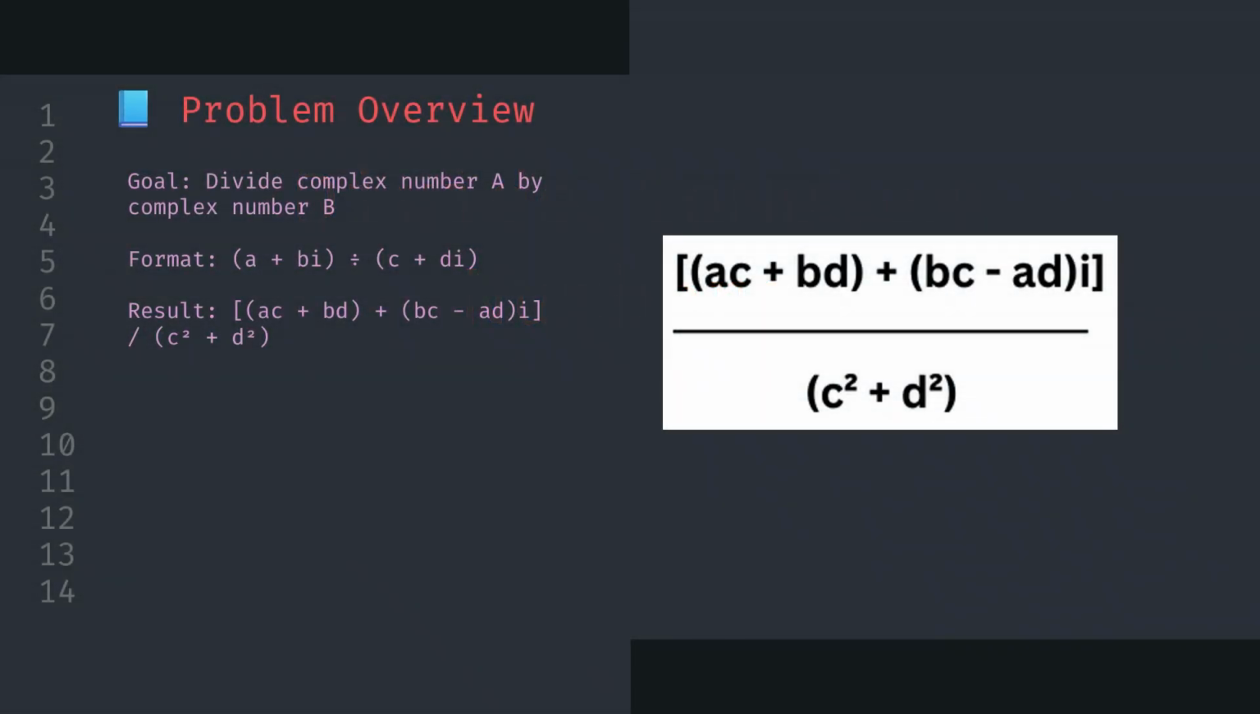Dividing complex numbers looks tricky at first, but the formula is well defined. We multiply the numerator by the conjugate of the denominator and divide by the sum of the squares of the real and imaginary parts of the denominator. This helps remove the imaginary unit from the denominator and gives us a proper result.